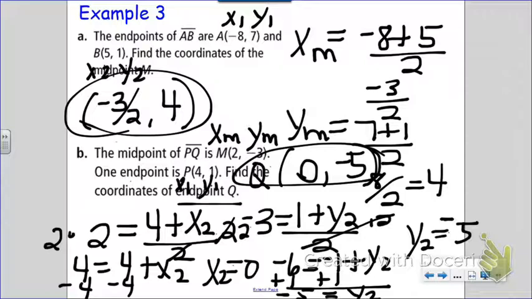Oh, I see an error here. This should be a +1, but not a -1, so we're going to subtract 1. So it'll be -7.